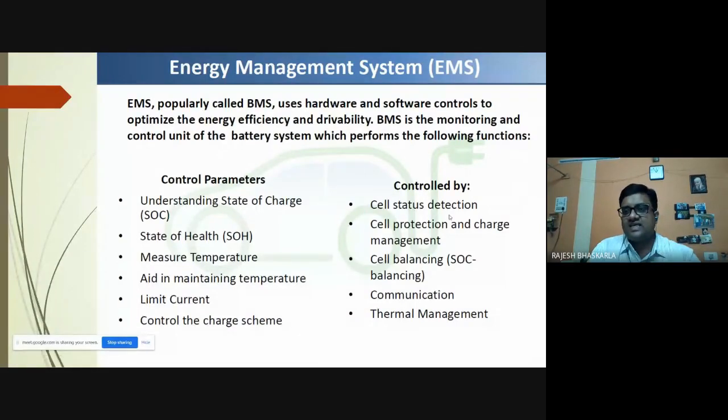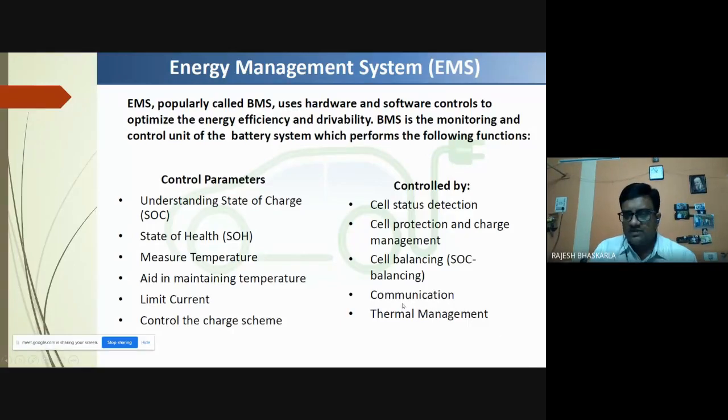Based on that, we can say if that particular battery is in good condition or not. We can protect that and manage that, and we can balance the cell. We can communicate in the sense we can know the details of the battery. Just now I told you that if you take modern, high-end cars, simply by connecting the chip, they can know the health of the vehicle.